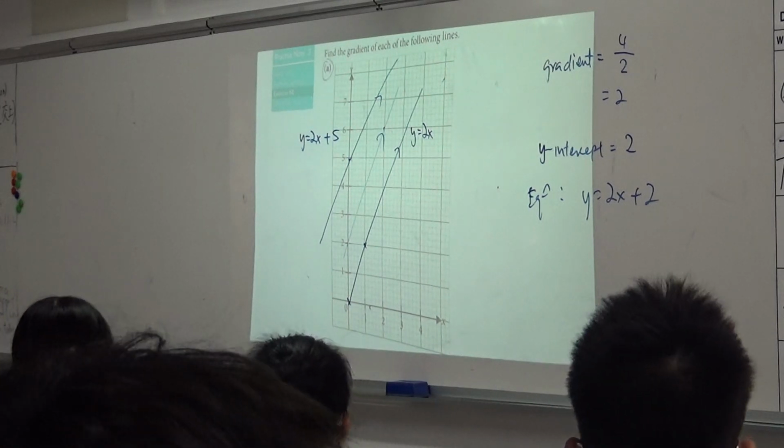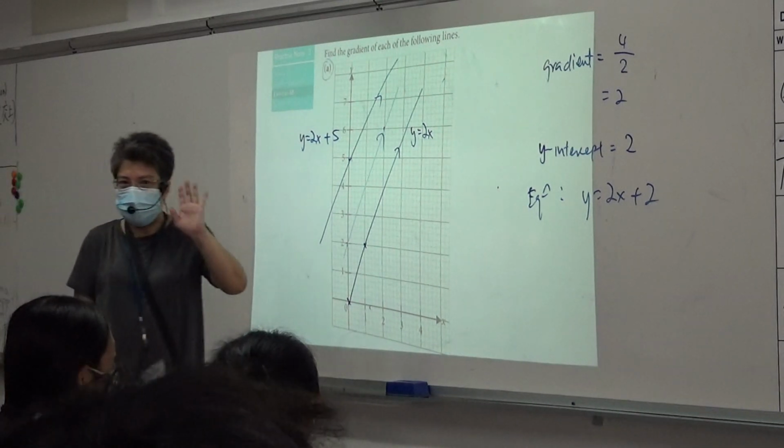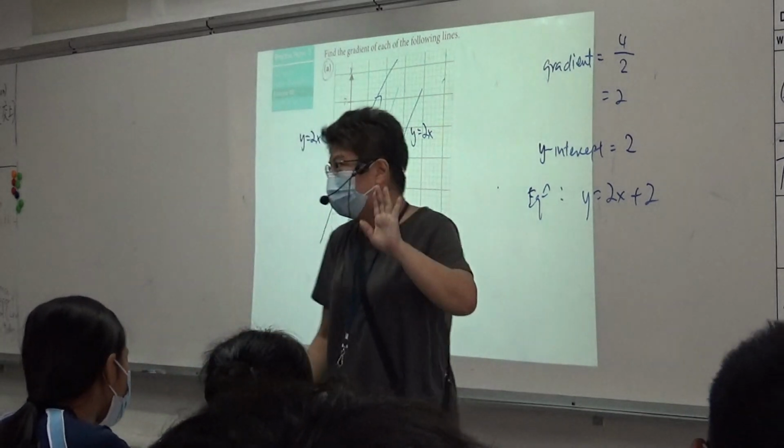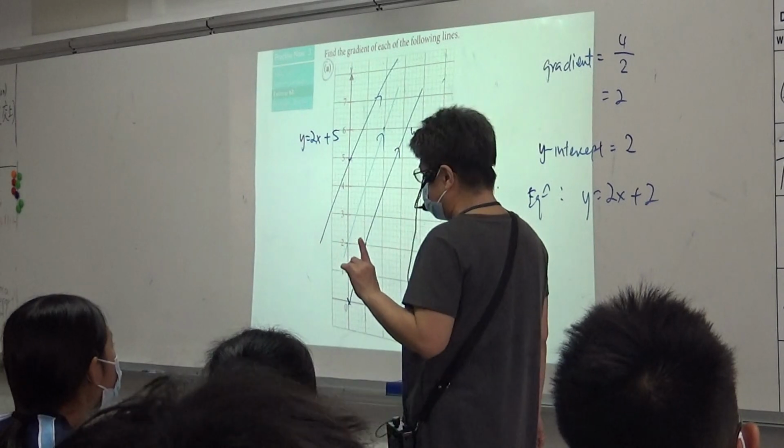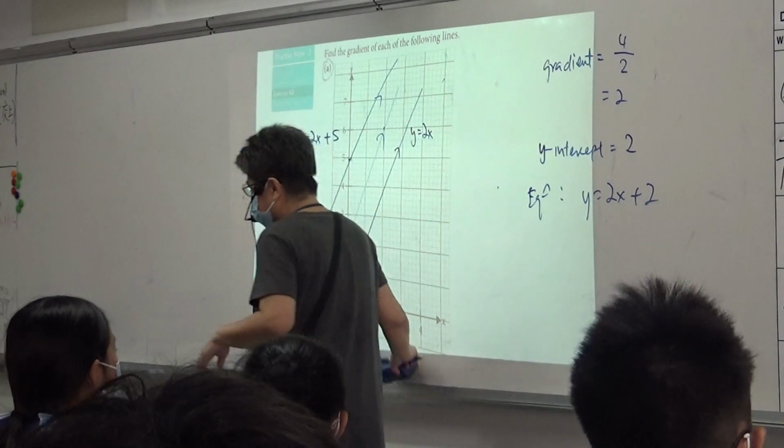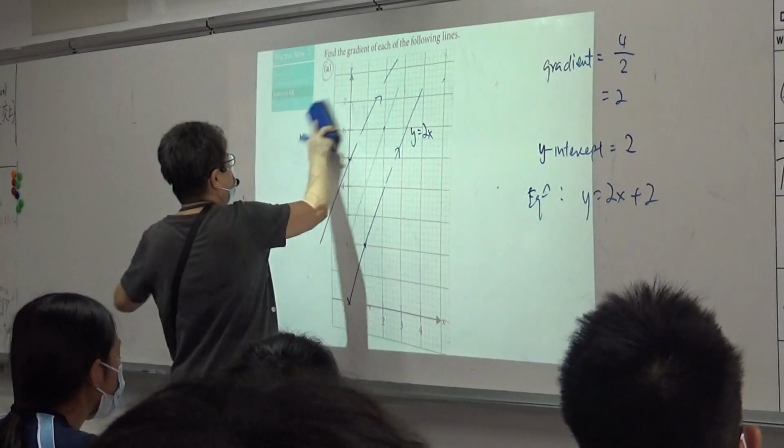I know y2 minus y1. No. I don't want y2 minus y1 yet until you reach Secondary 3, because it's very confusing. You can use it, but you must know everything. Okay? I have no objection to you using it.